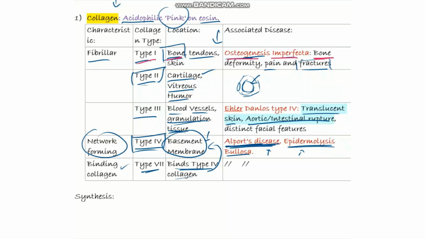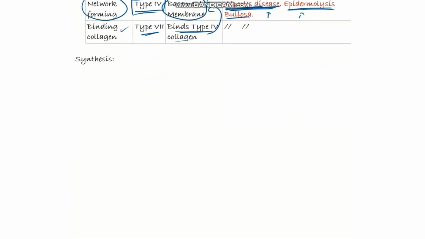So as collagen is a fibrillar protein, the synthesis of collagen would also be just like any other protein, and that is through mRNA and then mRNA into polypeptides.